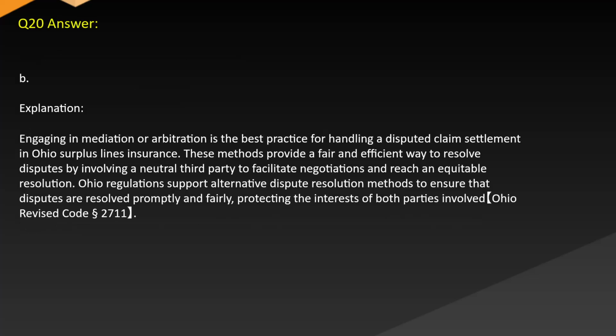Answer. B. Explanation. Engaging in mediation or arbitration is the best practice for handling a disputed claim settlement in Ohio surplus lines insurance. These methods provide a fair and efficient way to resolve disputes by involving a neutral third party to facilitate negotiations and reach an equitable resolution. Ohio regulations support alternative dispute resolution methods to ensure that disputes are resolved promptly and fairly, protecting the interests of both parties involved. Ohio Revised Code SS 2711.